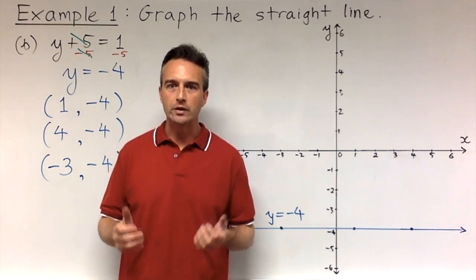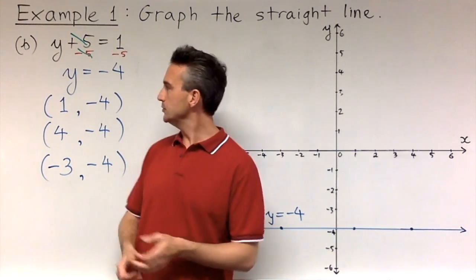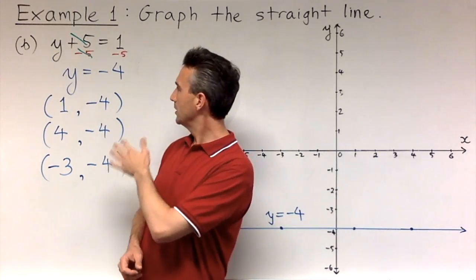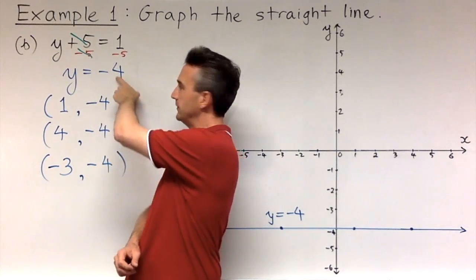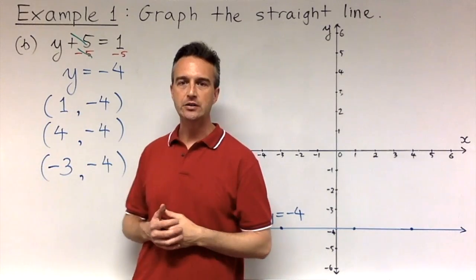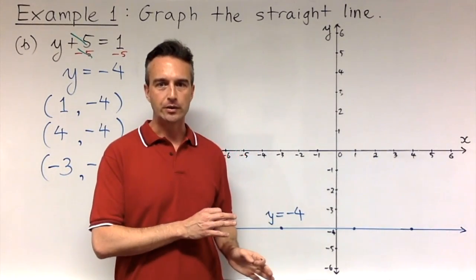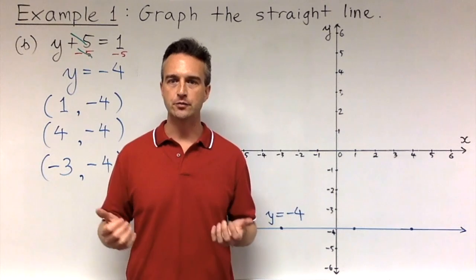And as we had before, if you forget that, all you need to do is make 3 points. Put your y coordinate as whatever this number is, and then choose any value for x, and you will get 3 points. And the line will just appear in front of you.